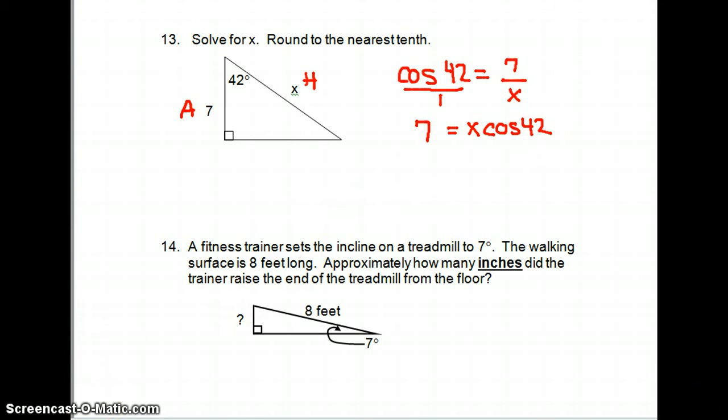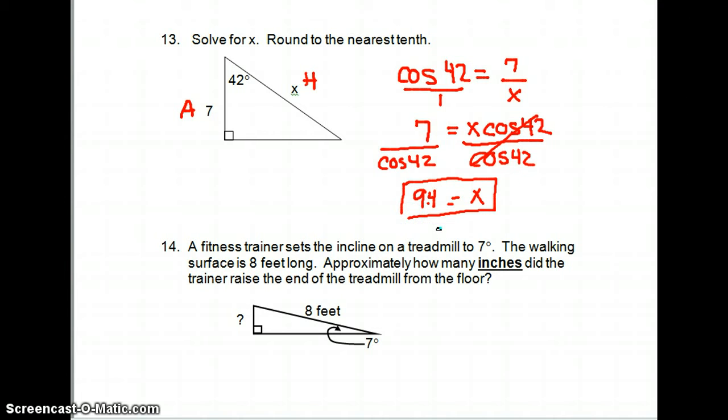Okay, and then let's see, to find x, we're going to have to divide this side by cosine 42. If we do it to one side, we have to do it to the other. Cosine 42. These go away. We've got x on the right. On the left, we have 7 divided by cosine 42. That equals 9.4. So x equals 9.4. And that's rounded to the nearest tenth, so that's our answer right there.